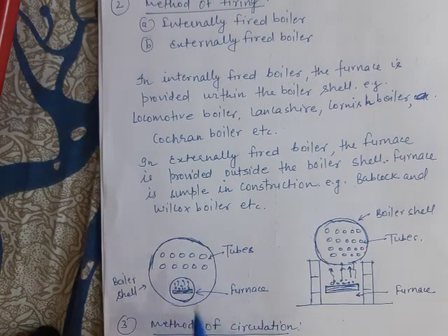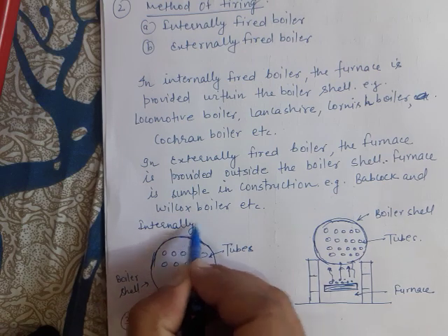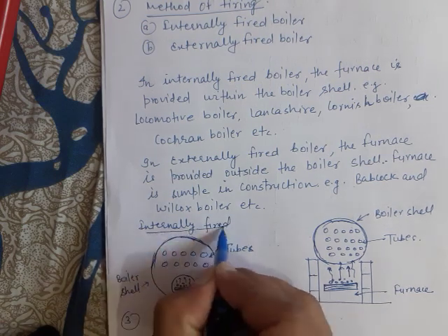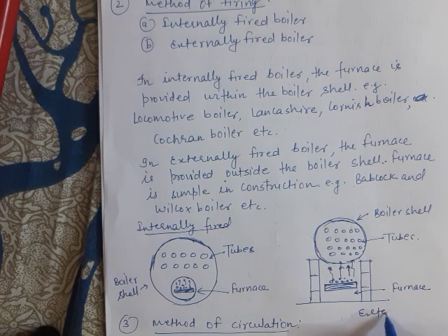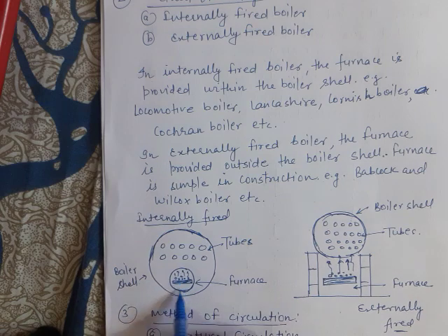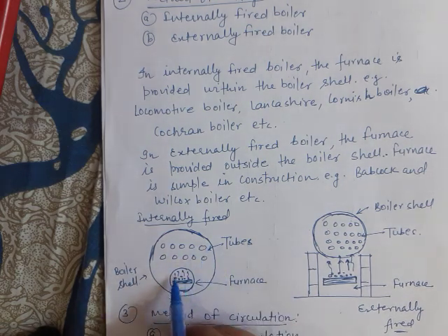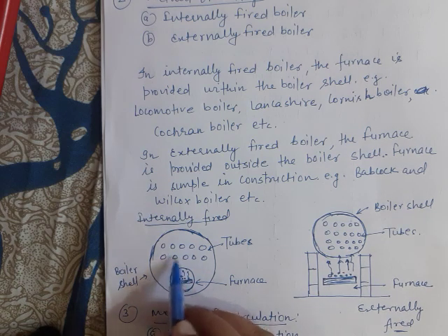This is an internally fired boiler. And this is an externally fired boiler. How? In an internally fired boiler, the furnace has been provided within the boiler shell itself. The flue gases which are generated from the combustion are supplied to the water which is flowing through these tubes.